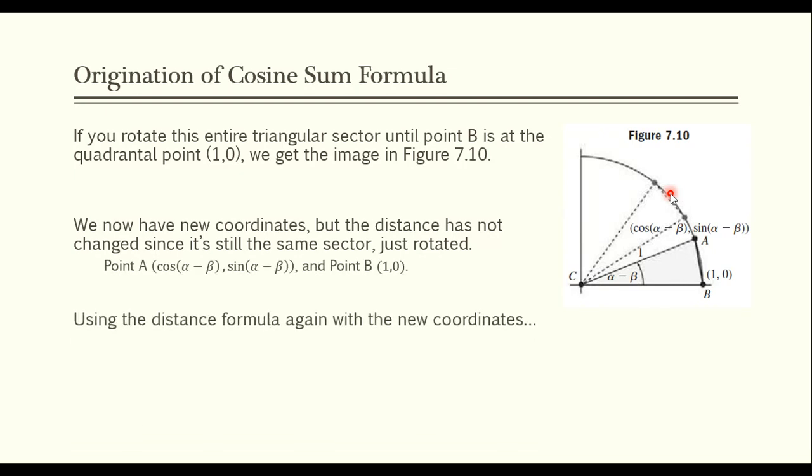So if I use the distance formula again, but with these new coordinates instead of all the crazy ones, I've got a nice little simplification happening here. If I perform the distance formula again, I end up with this result. That segment is equal to 2 minus 2 cosine(alpha minus beta). A lot nicer, a lot more simple.